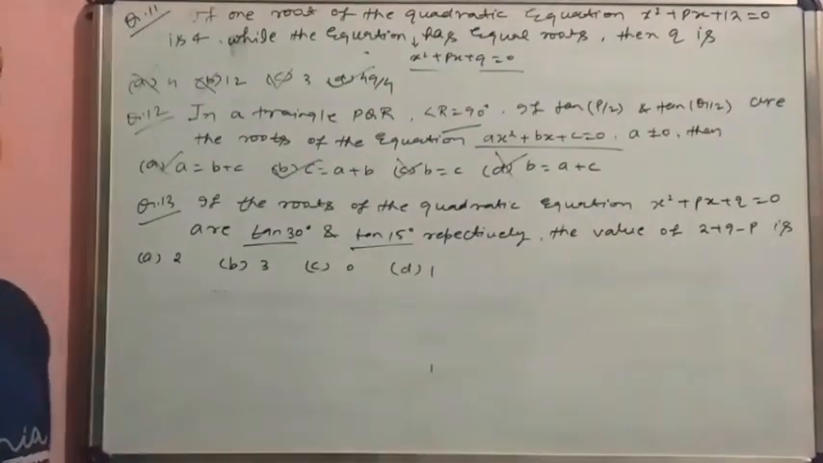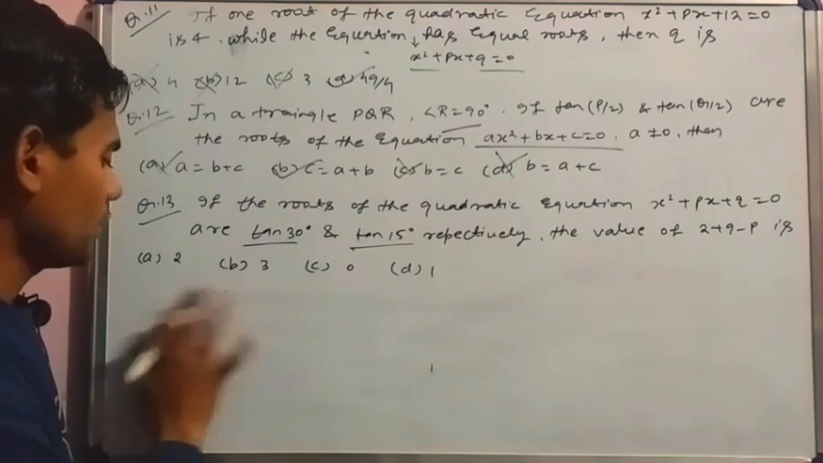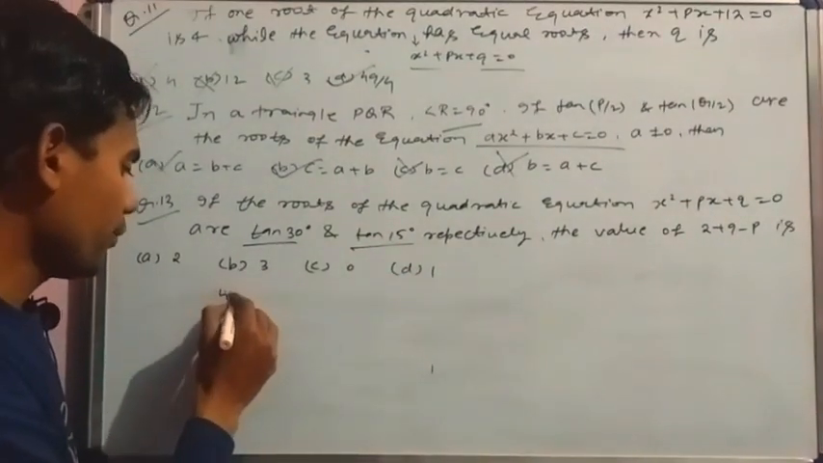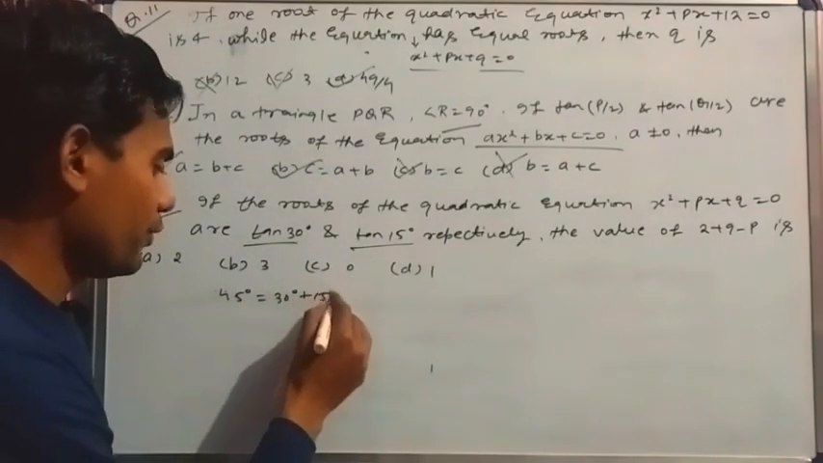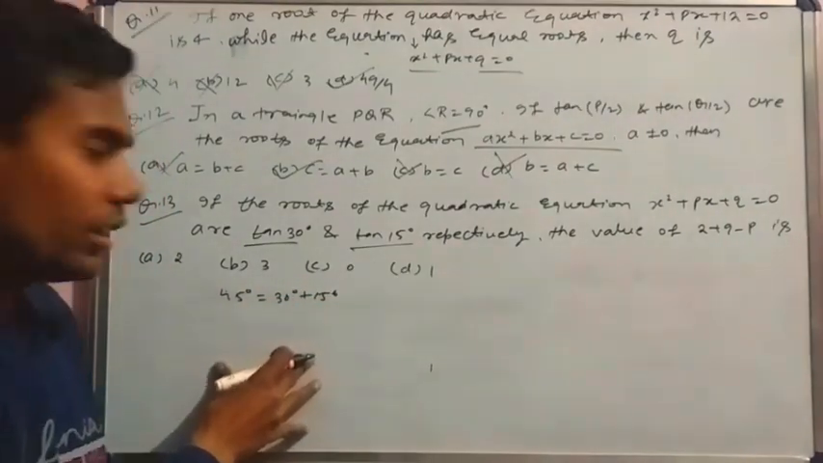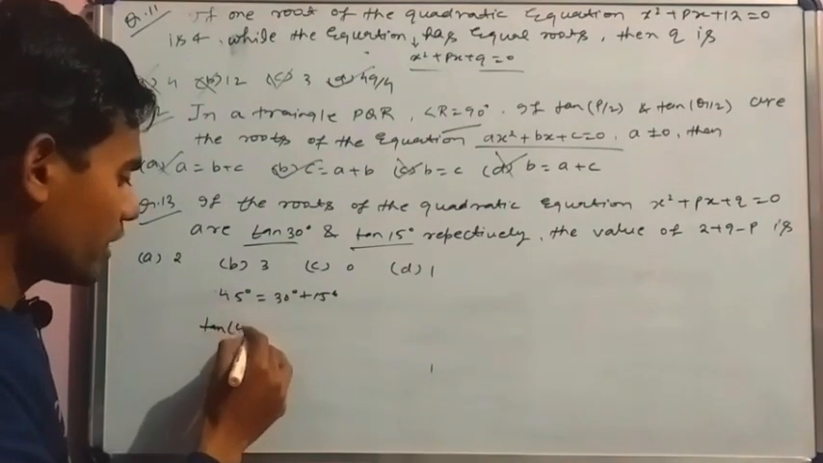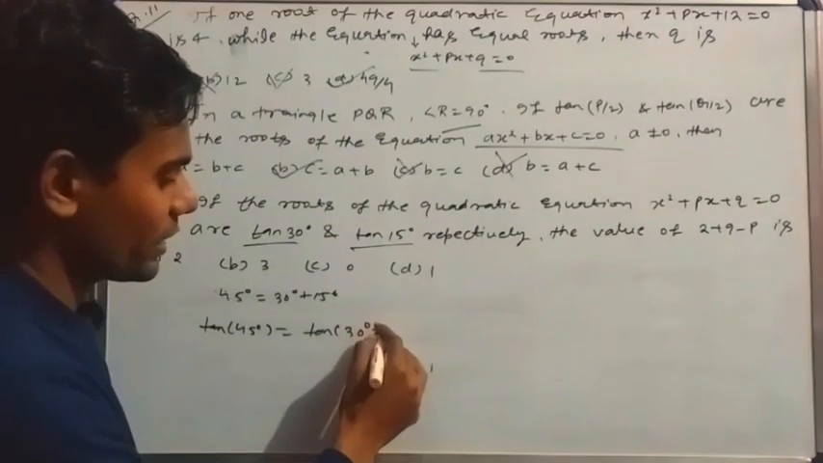So 2 plus kq minus kp is, so then if 45 degree is equal to 30 degree plus k 15 degree, and 45 degree can also be written as 30 degree plus k 15 degree. Then we have to take tan on both sides. Tan 45 degree is equal to tan of 30 degree plus k 15 degree.